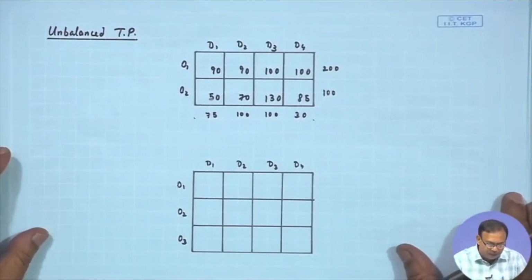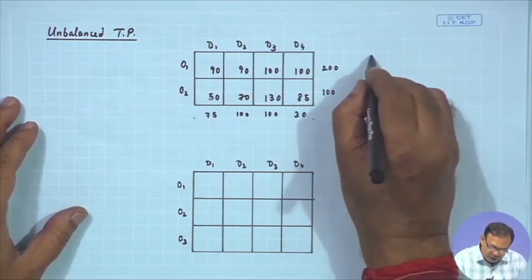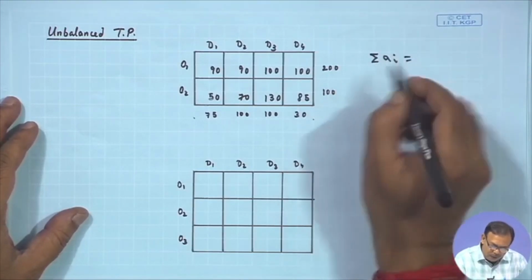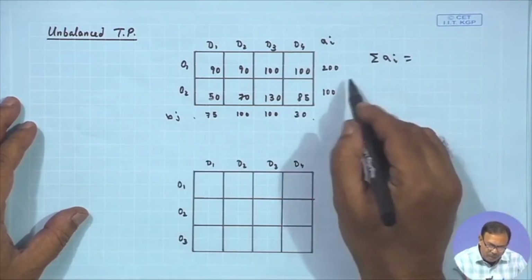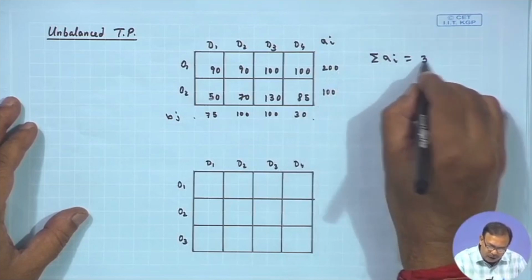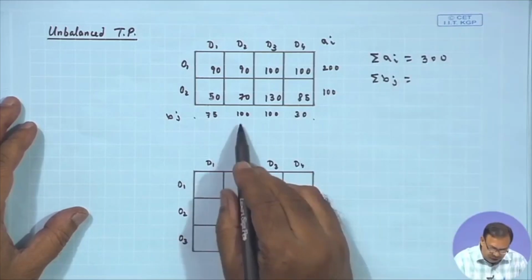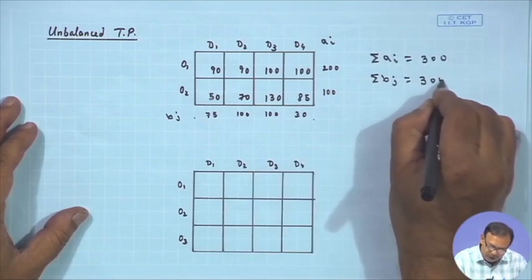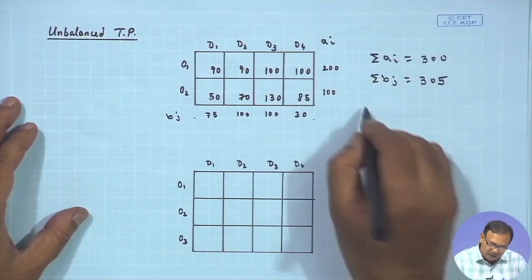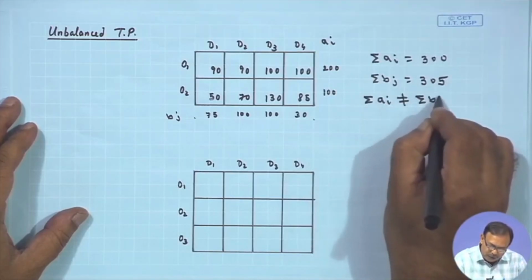Next is the unbalanced transportation problem. When it occurs, what is your summation of Ai? Basically, this gives you the Ai's, this gives you the Bj's. Summation of Ai is equal to 300 here. If you calculate summation of Bj, this is 275 plus 30, that is 305. So, in this case you see that summation Ai is not equal to summation Bj.